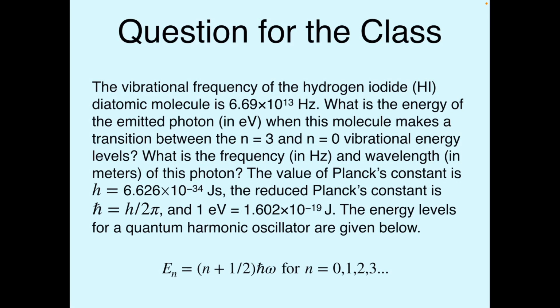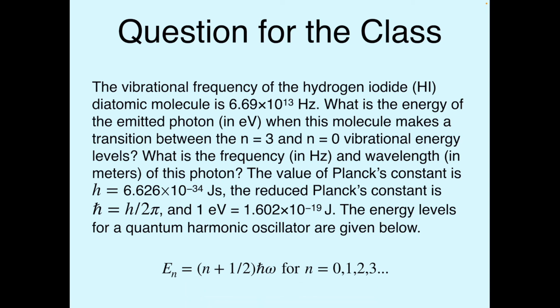All right, so here's one for you to try out. The vibrational frequency of the hydrogen iodide, that's the HI, diatomic molecule, is 6.69 times 10 to the 13 hertz. So that's the frequency of the molecule's vibration. What is the energy of the emitted photon in eV when this molecule makes a transition between the n equals 3 and n equals 0 vibrational energy levels? And then what is the frequency of this photon in hertz? What is the wavelength of this photon in meters?